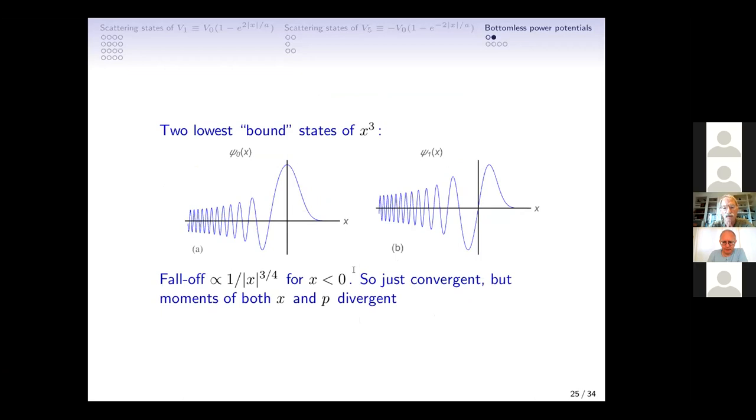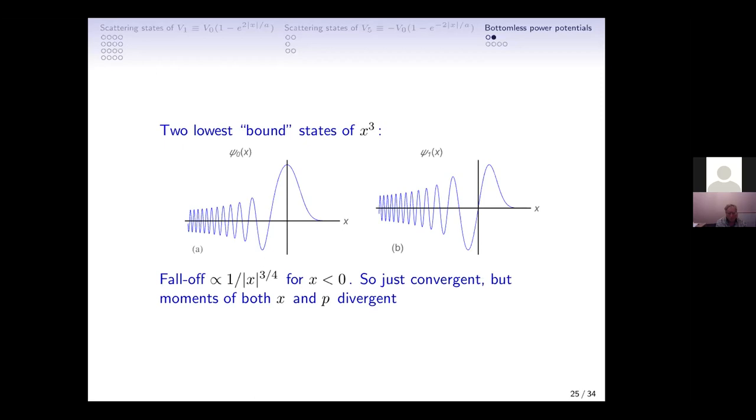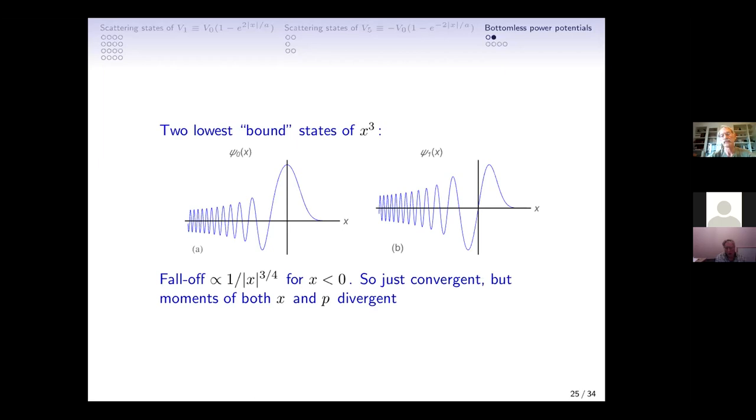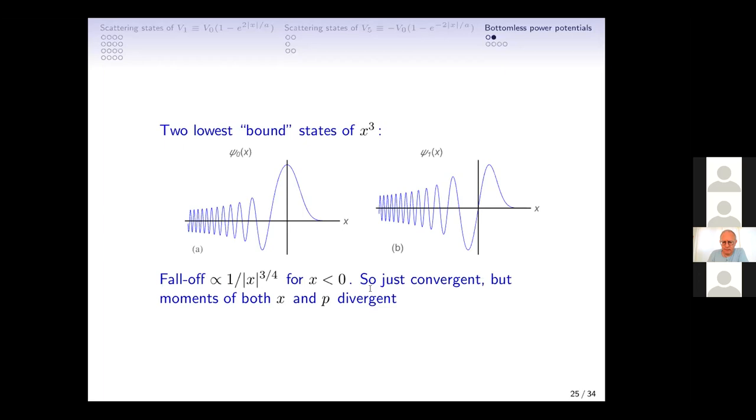Now in this case, if you're talking about x cubed, the fall off on the left-hand side is actually proportional to 1/(mod x^3/4). So those wave functions are just barely convergent, but the moments of both x and p are divergent. So not much joy there. Okay, so that's x cubed.